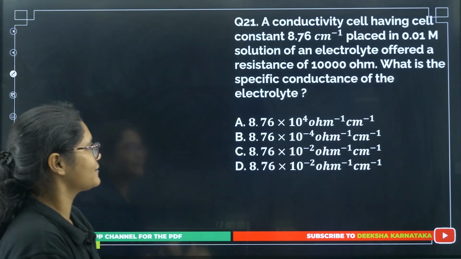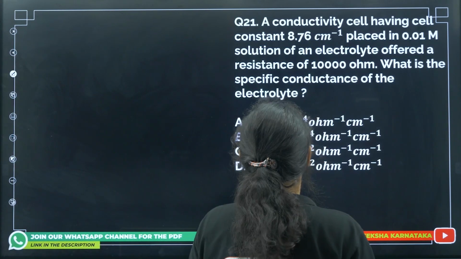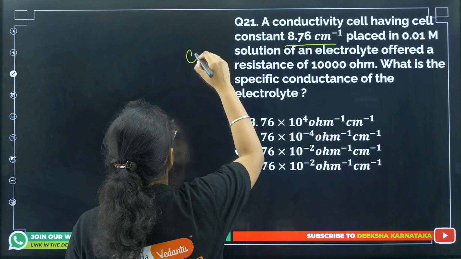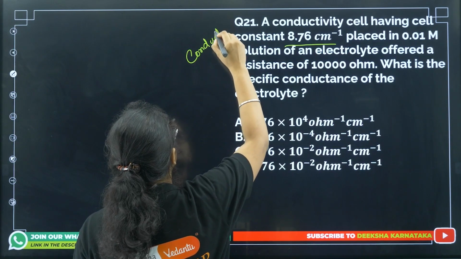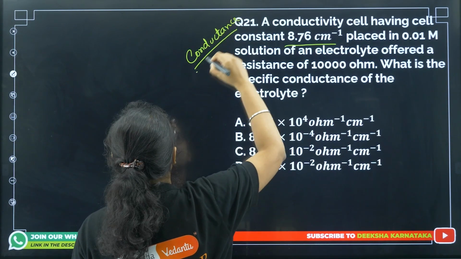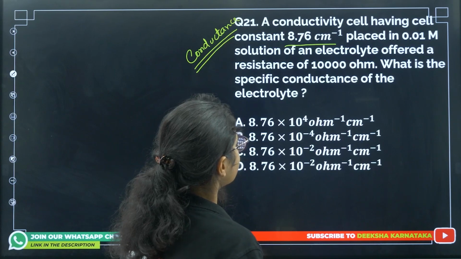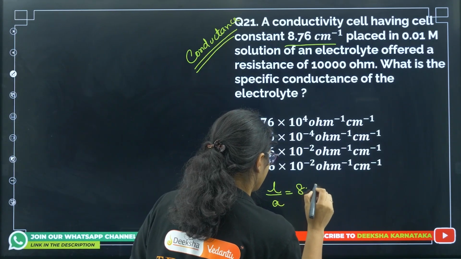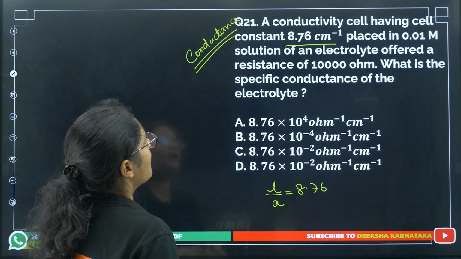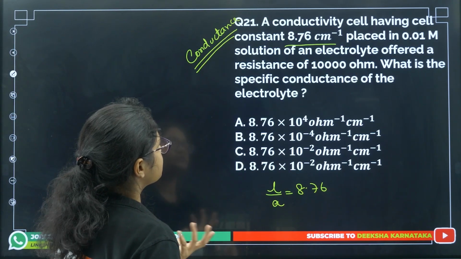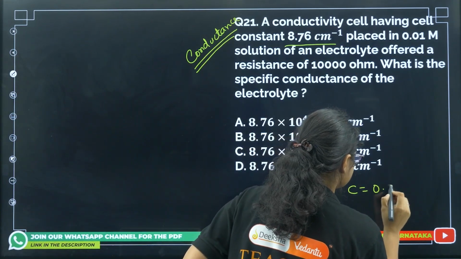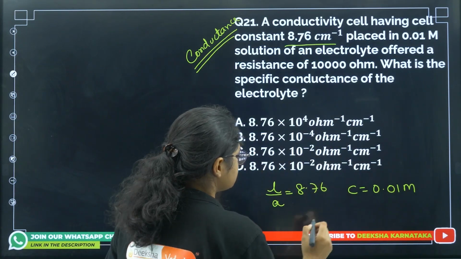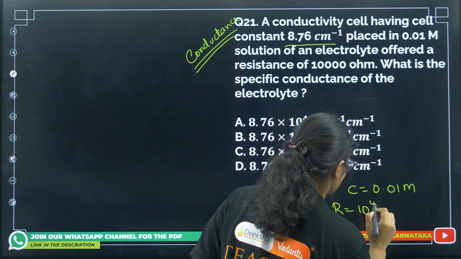Let's get started. A conductivity cell having a cell constant of 8.76 centimeter inverse. So this question has come from conductance, right? A very important topic, students, conductance. A conductivity cell having a cell constant is given. So let me note down, cell constant is 8.76. It is placed in a 0.01 molar solution, so concentration is 0.01 molar solution of electrolyte. It offered a resistance, that is 10 to the power of 4 ohm.